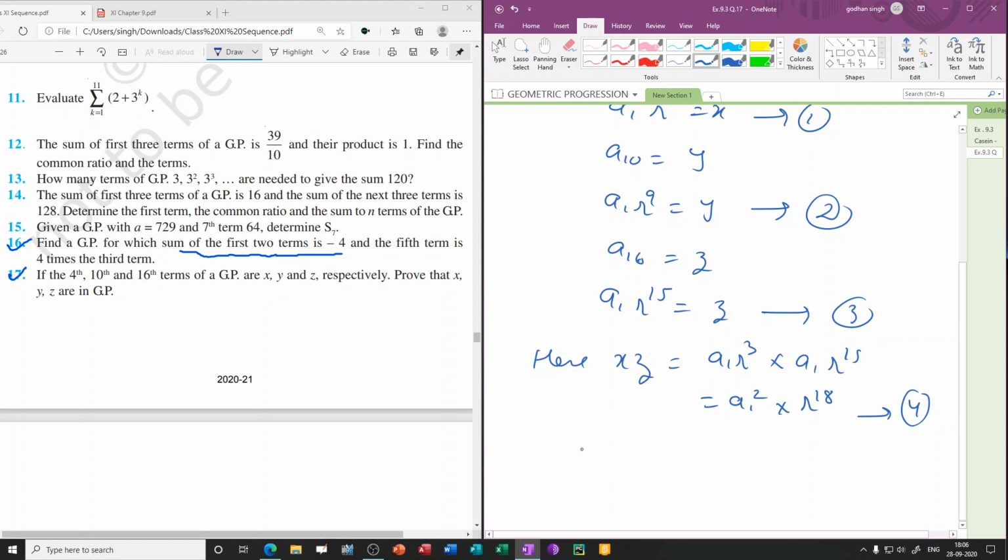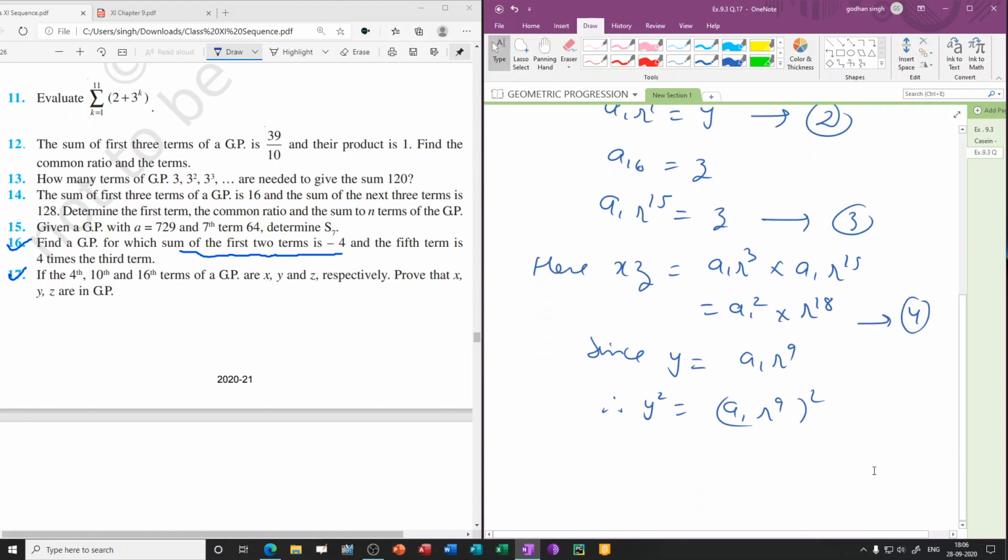So now let us find the square of y. Since from equation number 2 we are having y equal to A1 R raised to 9. Therefore, y square is equal to A1 R raised to 9 whole square. And this will give us on simplification, y square equal to A1 square into R raised to 9 times 2, which is 18. So this is equation number 5.